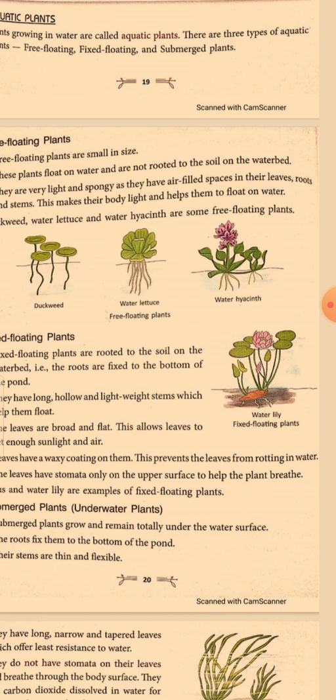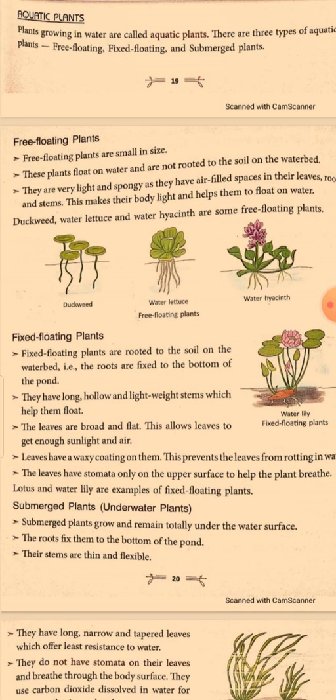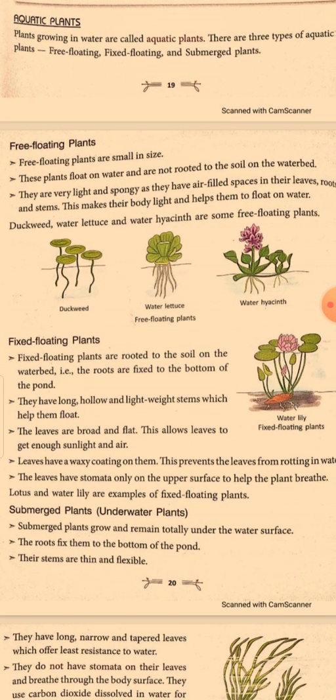The very first thing we have learned is the size is small. Second, their roots are not fixed to the ground. Third, their body is spongy. Due to that, they remain light and float over the surface of water. Okay class? Now second is fixed floating plant.